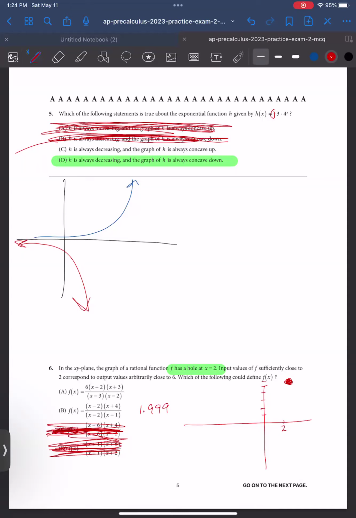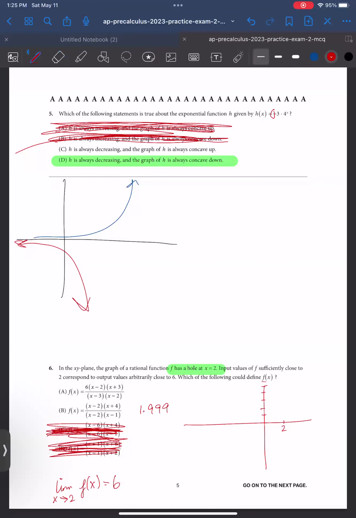Miss Perdomo, is that saying that there's an asymptote at 6? Like, will it never touch 6? It's not an asymptote at 6. It's like your limit notation. So your limit as x is approaching 2, your y values are approaching 6.